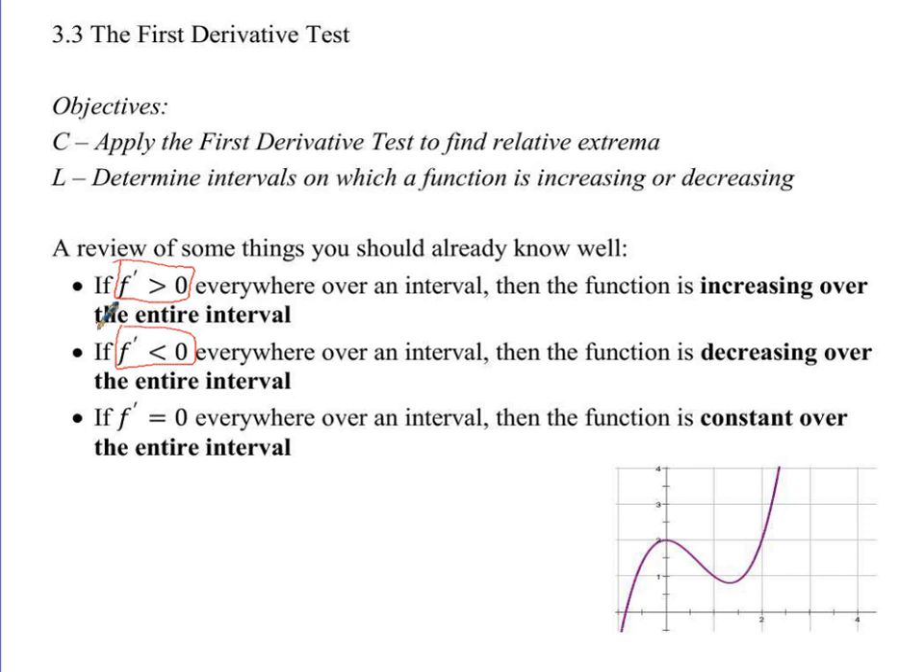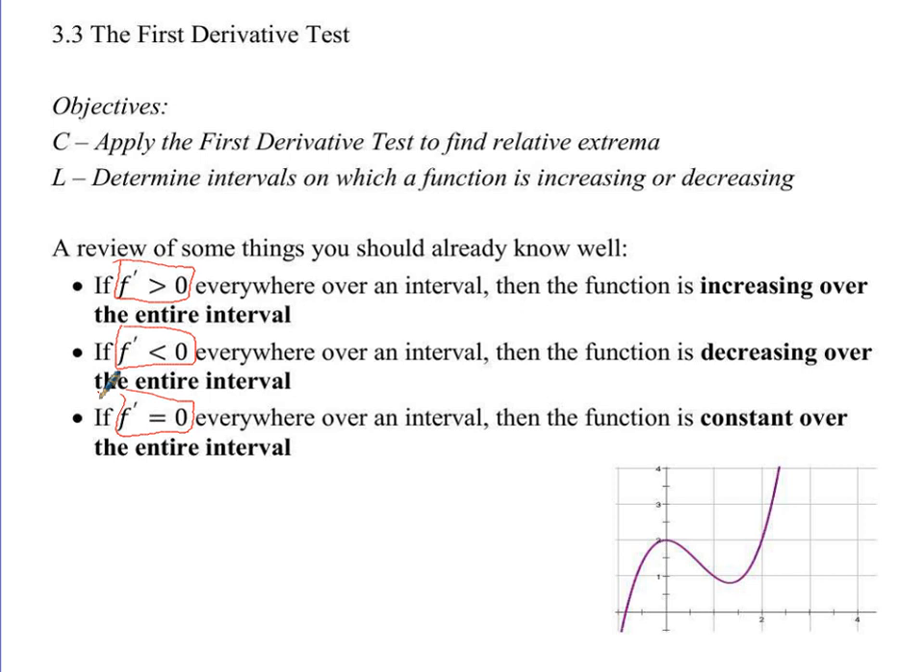At the same time, if the derivative is less than 0 everywhere over an interval, then the slope of the function would be negative, so therefore the function must be decreasing. So we can start to talk about when a function is increasing or decreasing, and then down the road we'll use that information to tell us when we have a maximum or minimum.